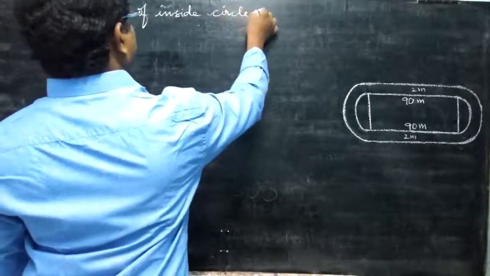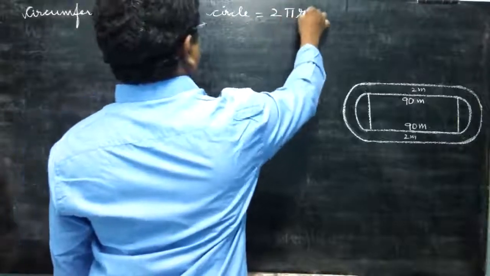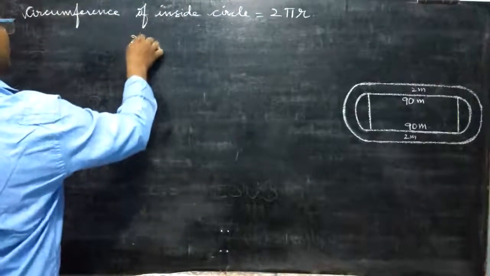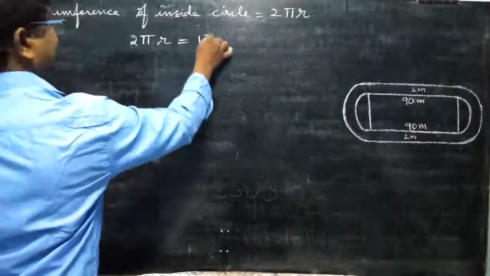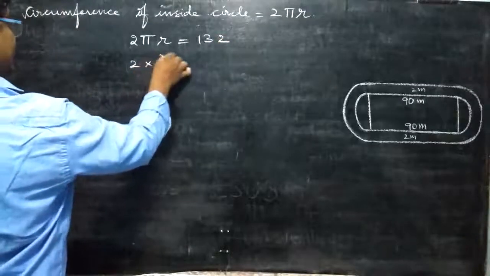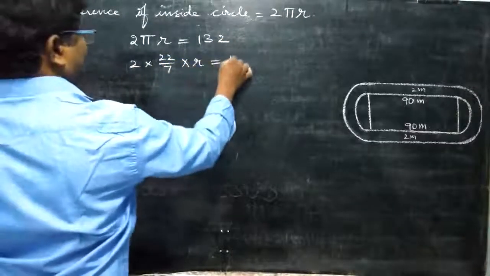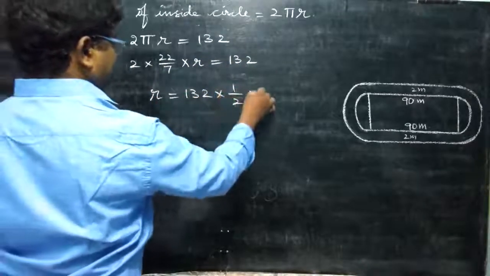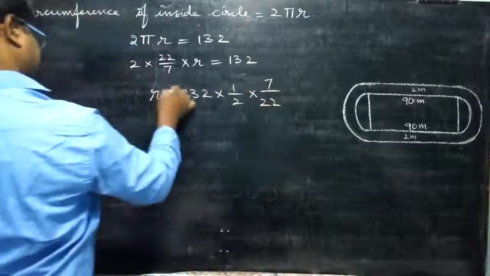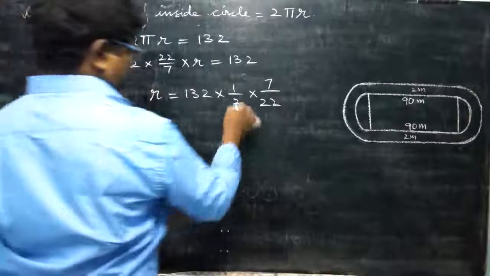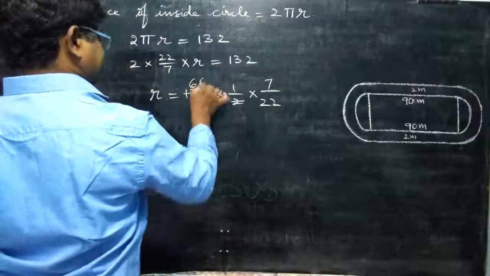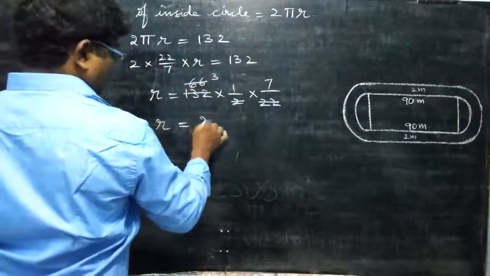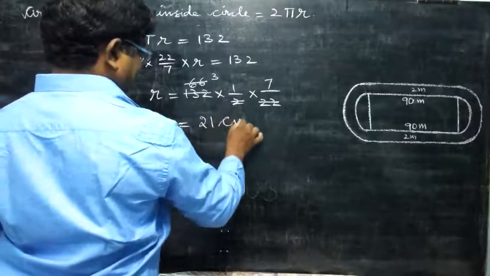Formula is equal to 2 pi small r, and we got before circumference of circle 132. Both you compare. 2 pi r is equal to 132. 2 into 22 by 7 into r is equal to 132. R is equal to 132 into 1 by 2 into 7 by 22. Reciprocals. Whatever coming from left to right, reciprocals. 2 table 66 times. 22 table 3 times. So small r we got as 7 3s are 21 centimeters.